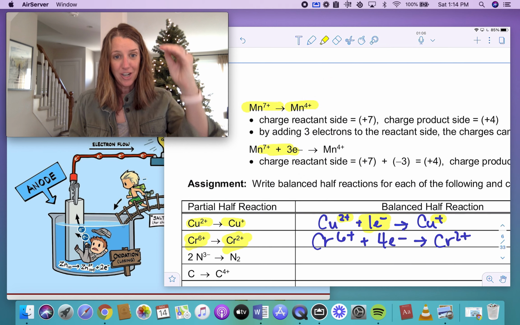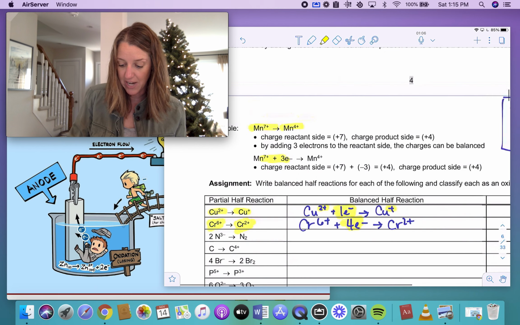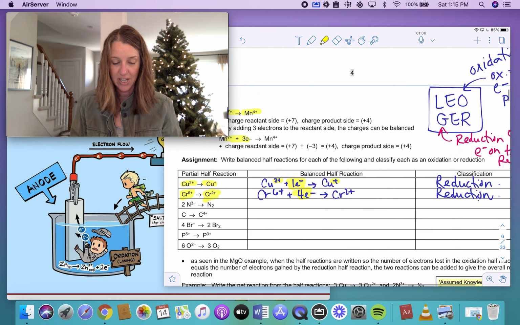It's a reduction because my oxidation number goes down by a factor of how many electrons? 4. Okay, it's a gain of electrons, it's a reduction. My electrons will show up on the reactant side, and that's my balanced half reaction. Okay, call it a reduction. I'm going to pause right now, or you pause, and I want you to fill in the rest of this.